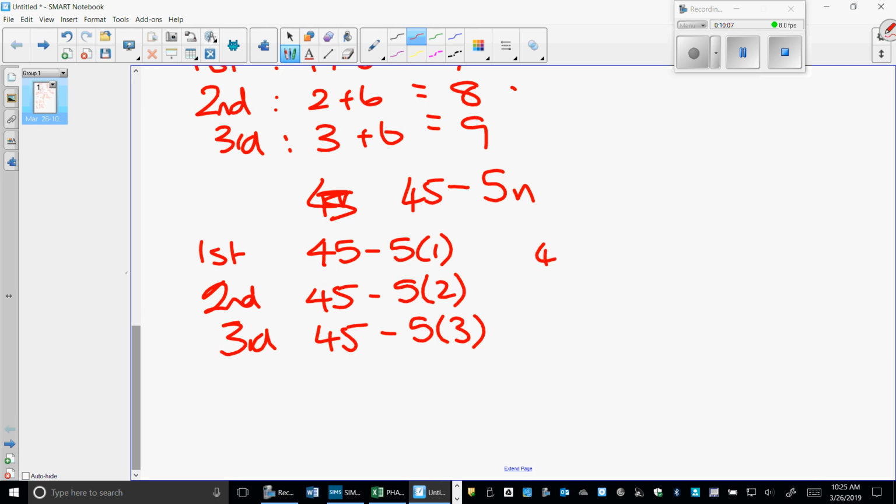Those values are 40, 35, and 30. Again, 1 mark for all three of them. Sorry, I'm not sure you got the first one as 40, and then something went wrong with the others.